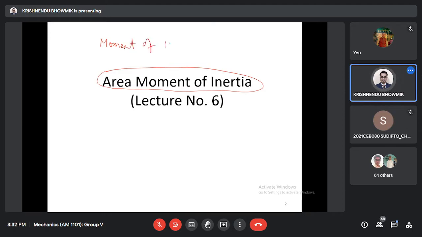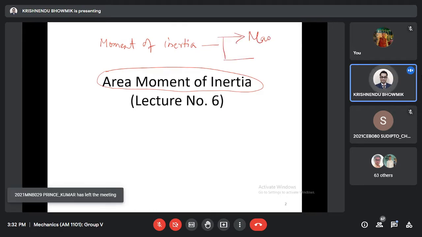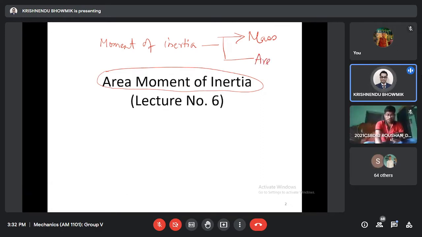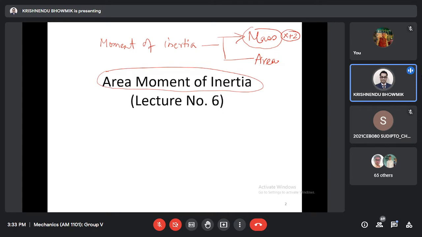Moment of inertia could have two parts. One is mass moment of inertia, and the second one is area moment of inertia. The first you have studied in 10 plus 2 standard, and this is new. In this statics part, we will discuss a new chapter, that is area moment of inertia, not mass moment of inertia.